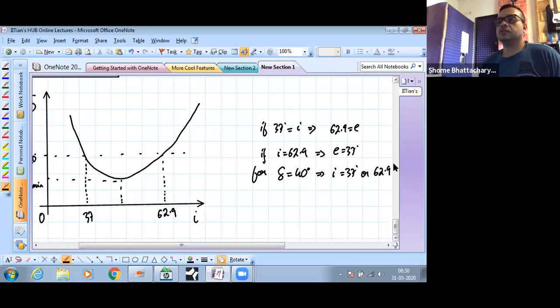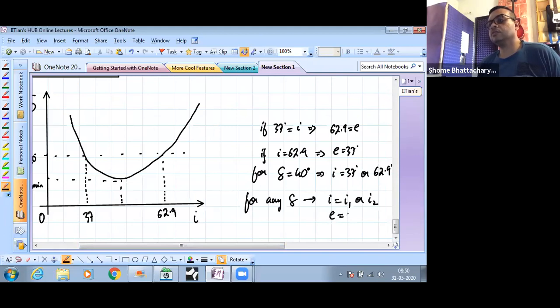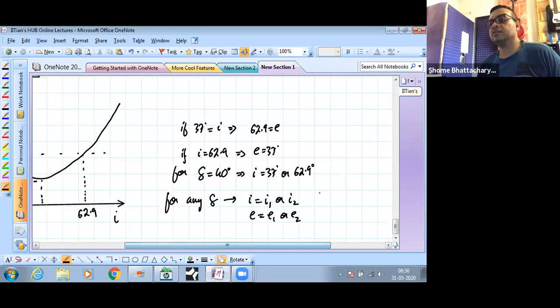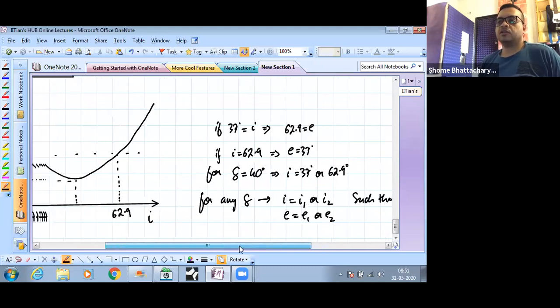Okay, like that. So basically for any delta, I is equal to I1 or I2, and E is equal to E1 or E2, such that I2 becomes E1 and E2 becomes I1. It's like that.